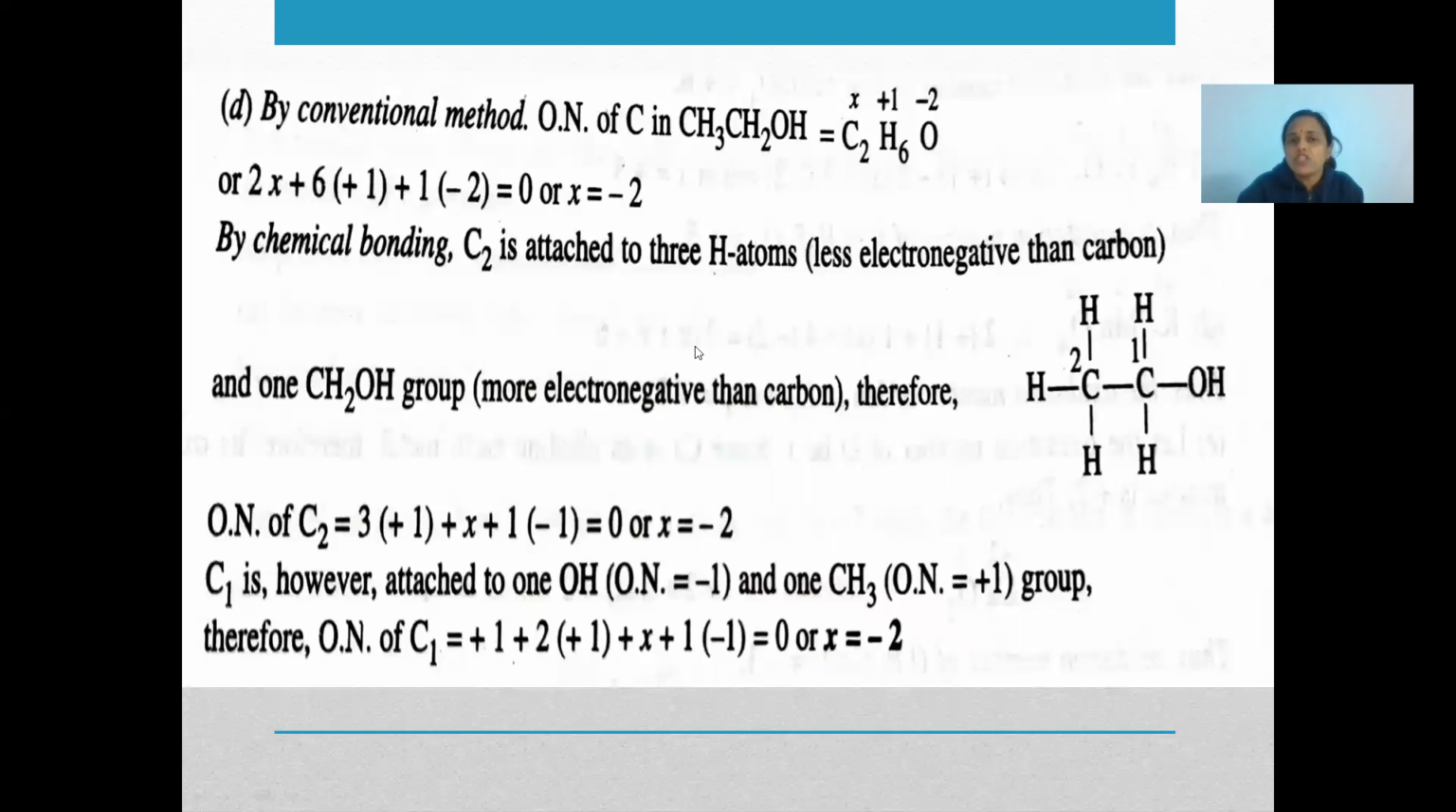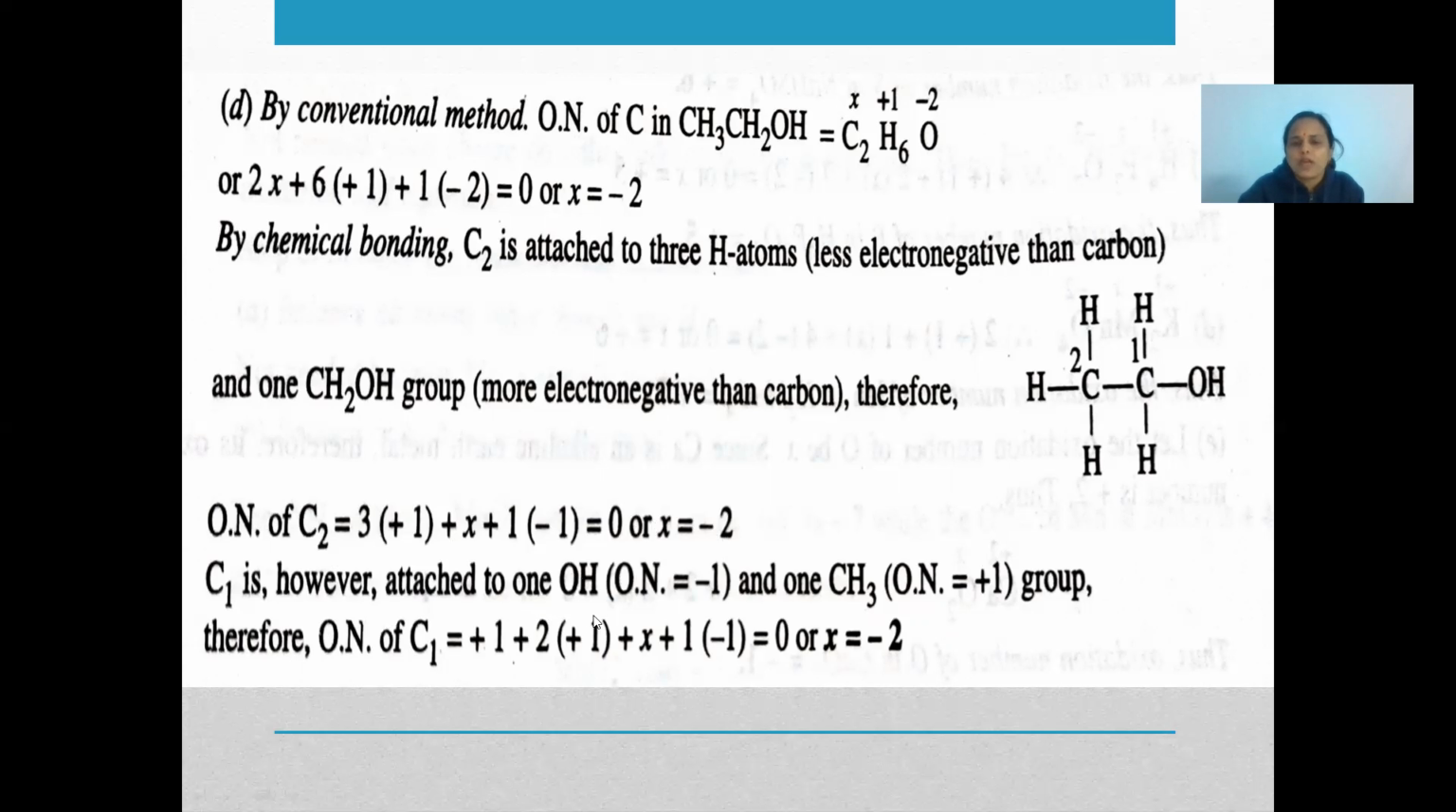By chemical bonding, C2 is attached to 3 hydrogen atoms, which are less electronegative than carbon, and one CH2OH group that is more electronegative than carbon. Therefore, the oxidation number of C2 is equal to 3 plus 1 plus x plus 1 into -1, because this group is more electronegative than carbon. So this whole group will have the oxidation number of -1. And the oxidation number of carbon C2 comes out to be -2.